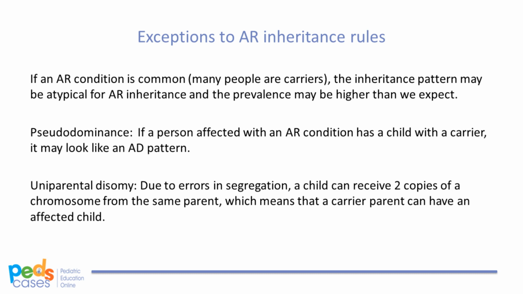In uniparental disomy, an individual receives 2 copies of a chromosome from the same parent instead of 1 copy from each parent due to errors in segregation. In this situation, a carrier parent can have an affected child by passing down 2 copies of the deleterious recessive allele.